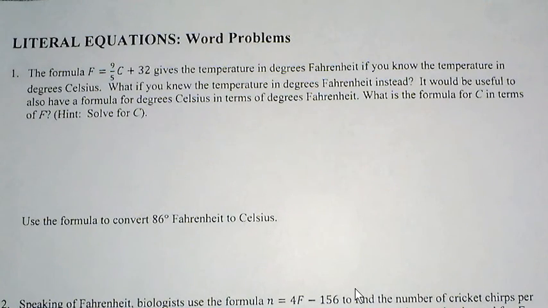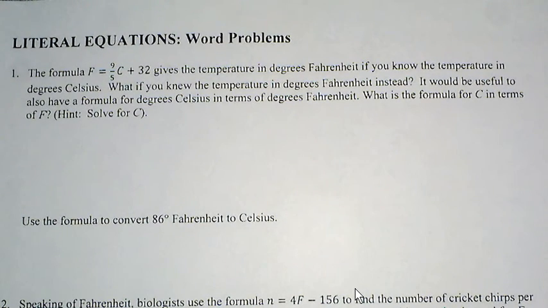Now that you've practiced rewriting literal equations, solving for a variable, we're going to answer a word problem together using that skill. So the first question says the formula F equals 9/5 C plus 32 gives the temperature in degrees Fahrenheit if you know the temperature in degrees Celsius. What if you know the temperature in degrees Fahrenheit instead?